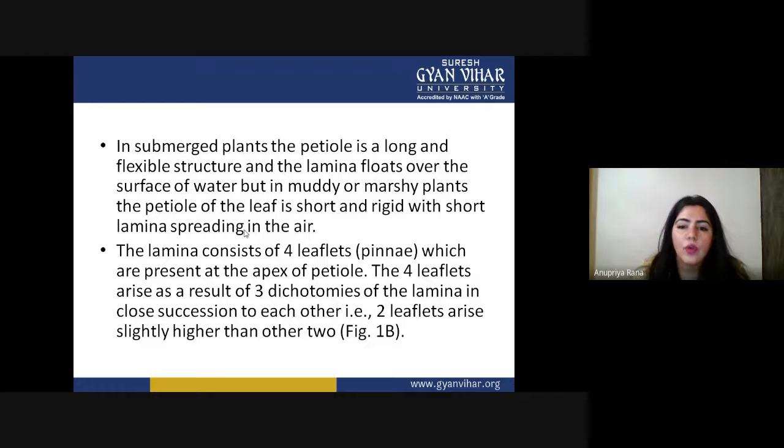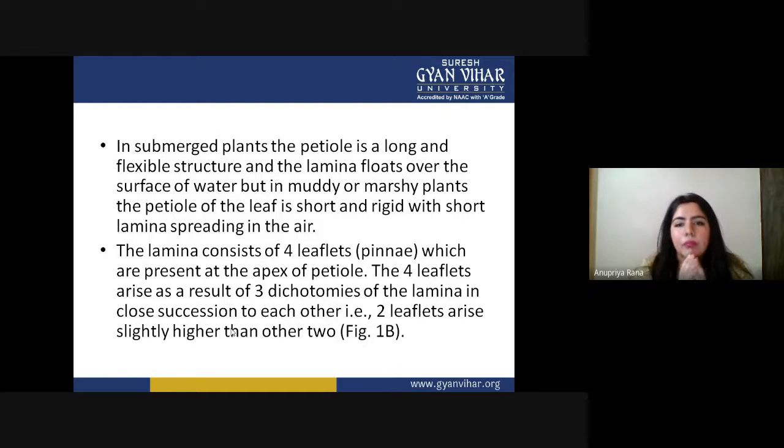The lamina consists of four leaflets. As you've seen, there are four leaflets present on a particular lamina. These are called pinnae, the four-leaflet situation. They are known as pinnae, which are present at the apex of the petiole. So we've seen that they are present at the last portion of the petiole. The four leaflets arise as a result of three dichotomies of the lamina in close succession to each other, so they are present very close together. Two leaflets arise slightly higher than the other two.